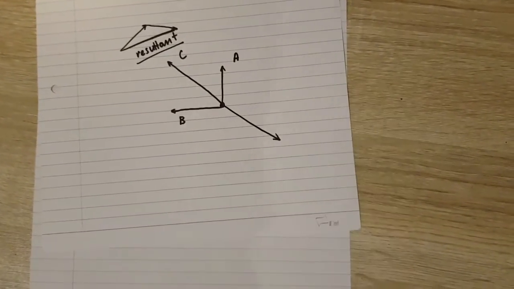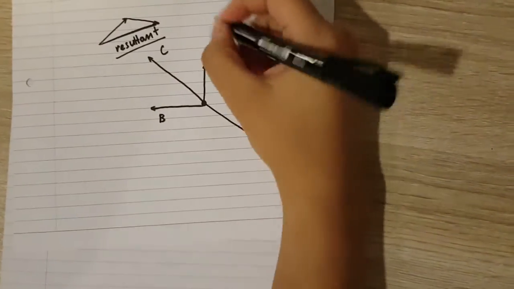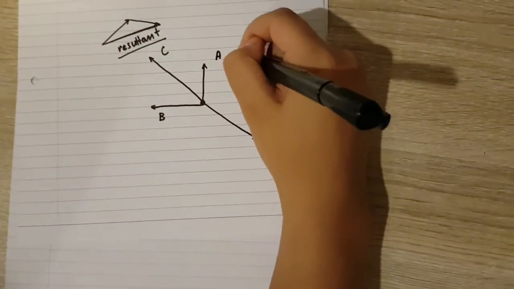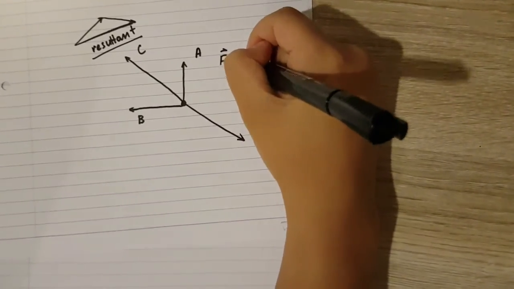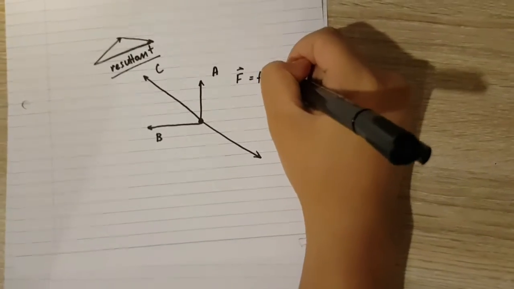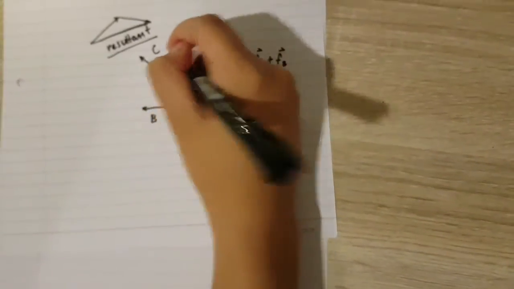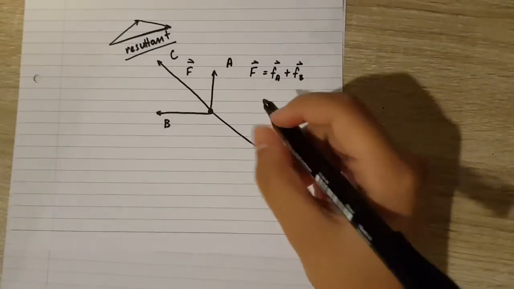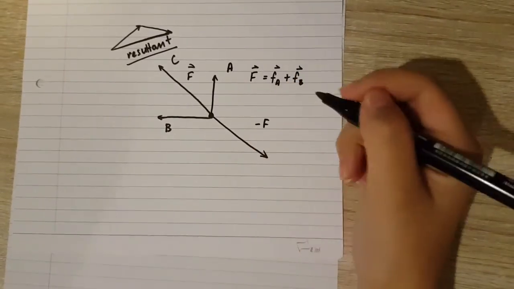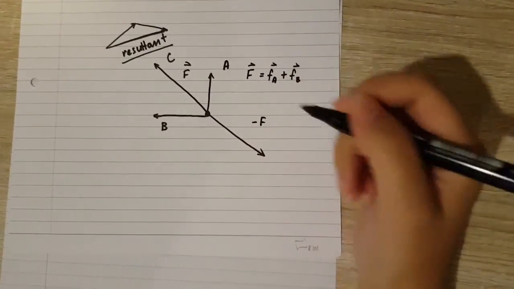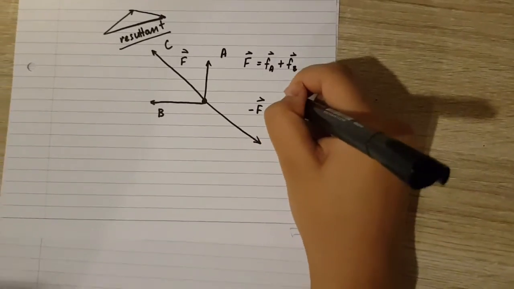From another picture, we also can say that this represents F vector equals F_A plus F_B vectors. F is this vector. And the equilibrant will be represented as negative F because it's going in the opposite direction, so we need to go backwards. And it equals the equilibrant vector.